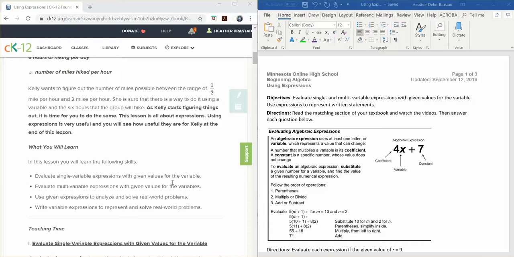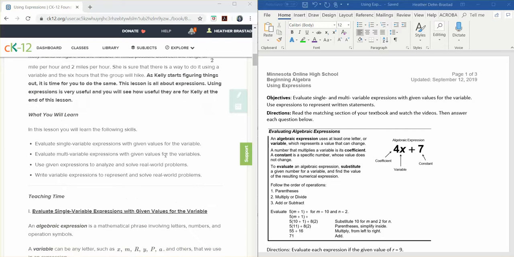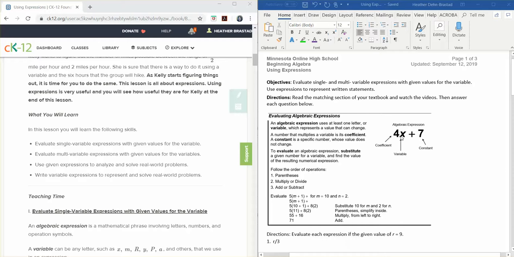Here's what we're going to learn about, and then the worksheet matches that reading assignment. So on the worksheet, you can see there's also some examples here. We have an algebraic expression that has a coefficient, that's a number in front of a variable. The variable in this case is x, and then sometimes there's a constant, which is just a number that's added or subtracted to your variable expression.